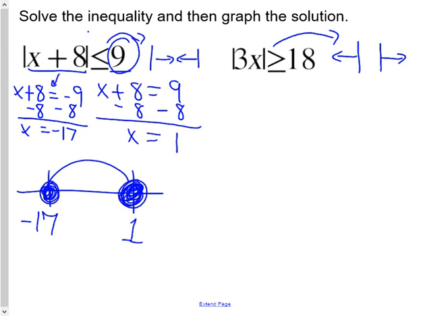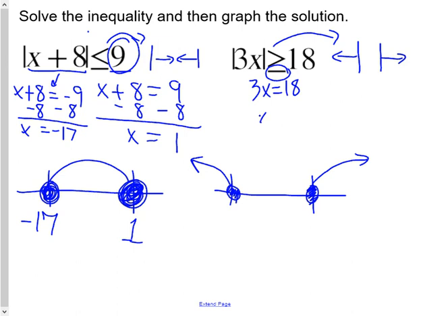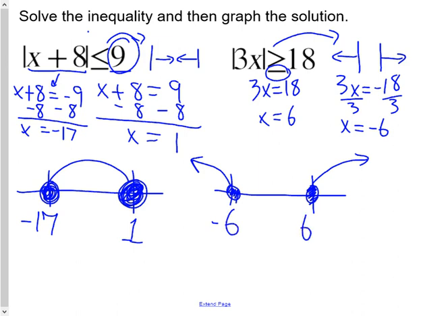Next one, 3x greater than or equal to 18. So already, and right away, we know we're open pointing away, and then the equal to means filled in on both sides. And so then 3x equals 18, solving real quick, x is 6, divide by 3. And then 3x equals -18. Don't forget the second one. We clearly have 2 different points in our graph, so you just solve for both. We get -6, so -6 on the left, +6 on the right, and that's our graph.